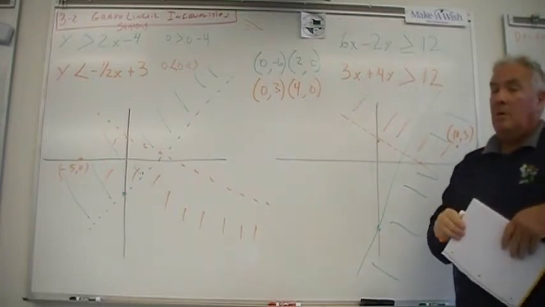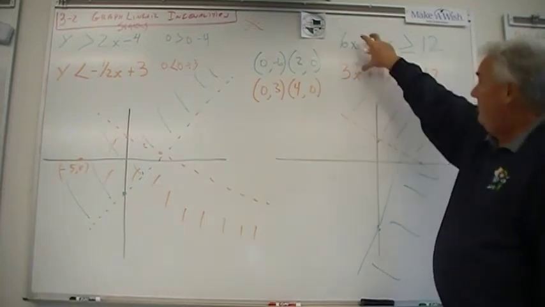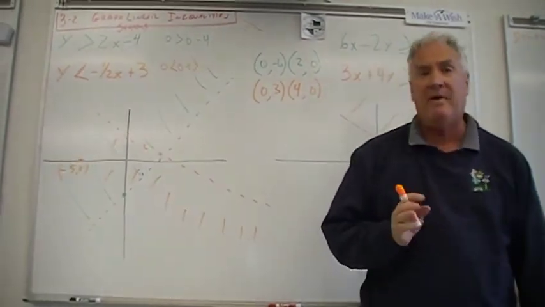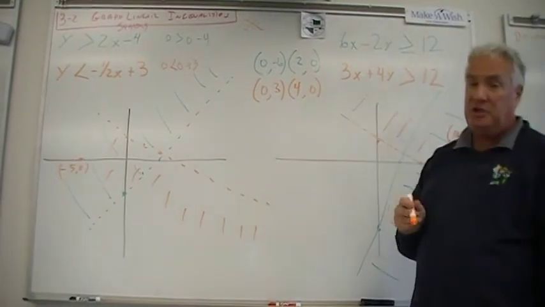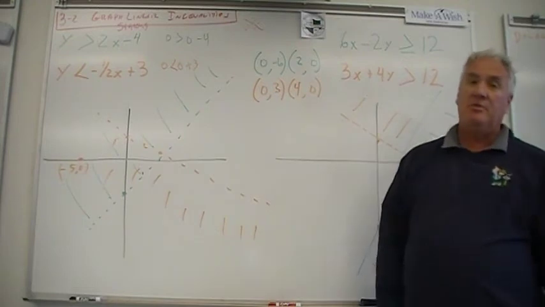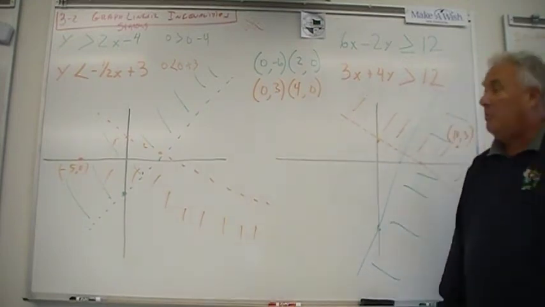Okay, so I can't stress enough, you guys, the ability to be able to take either standard form or slope-intercept form and graph the inequality and shade. Because this section kind of leads us to 3-3, which is going to be an important one with linear programming.